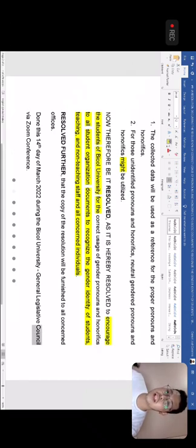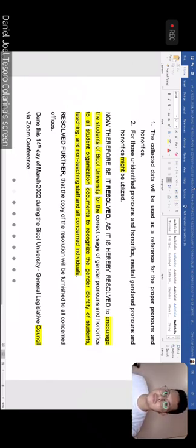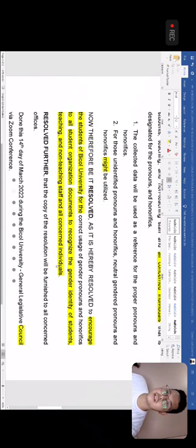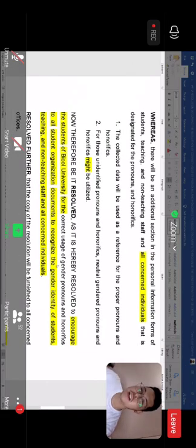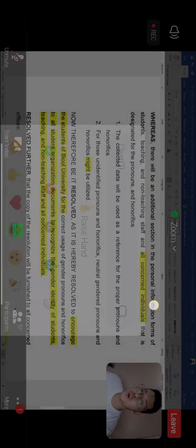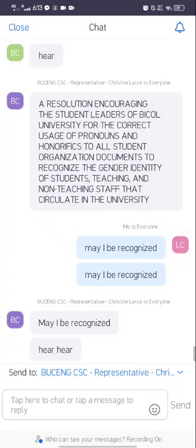May I be recognized? Yes, you're recognized. I move for the adoption of the amendments of Resolution 009, Series of 2022 for its ratification. All right. That is in order. So we're going to put it to vote. Is there any second?